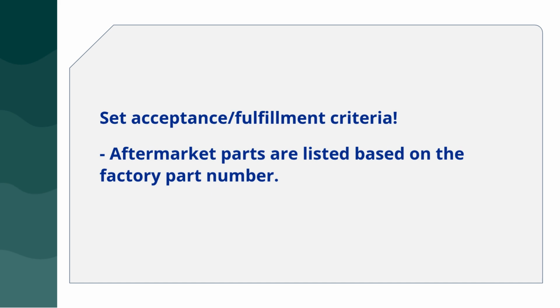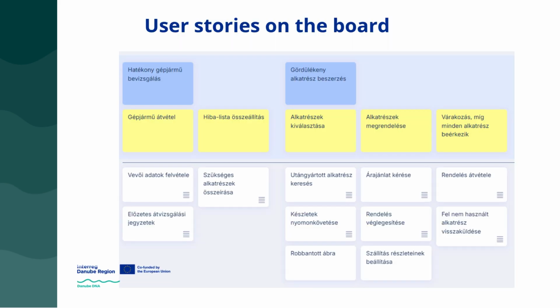Here, we can also define an acceptance criterion, which is typically recorded on the back of a user story card or attached as an additional requirement.